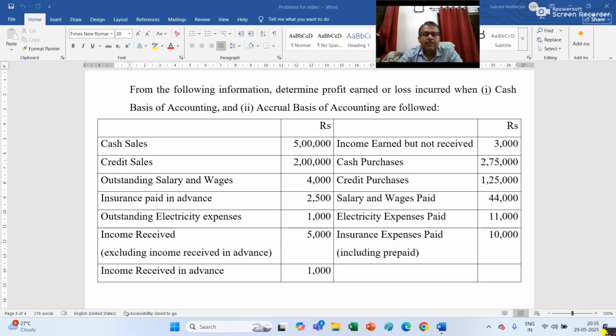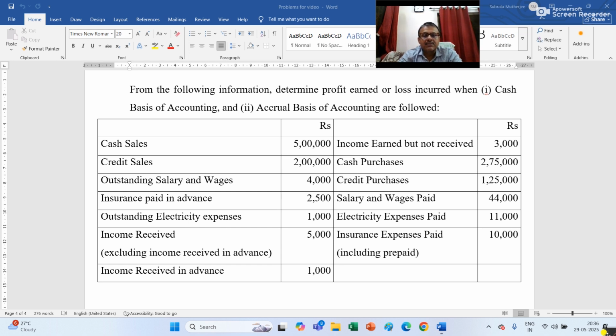From the following information, determine profit earned or loss incurred when cash basis of accounting and accrual basis of accounting are followed. So we have cash sales for rupees 5 lakh, credit sales for rupees 2 lakh, outstanding salary and wages 4,000, insurance paid in advance 2,500, outstanding electricity expenses rupees 1,000, income received 5,000. Now this income is excluding income received in advance.